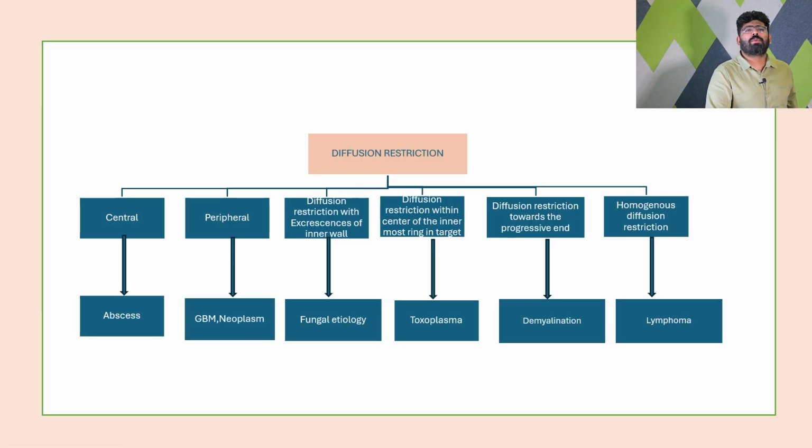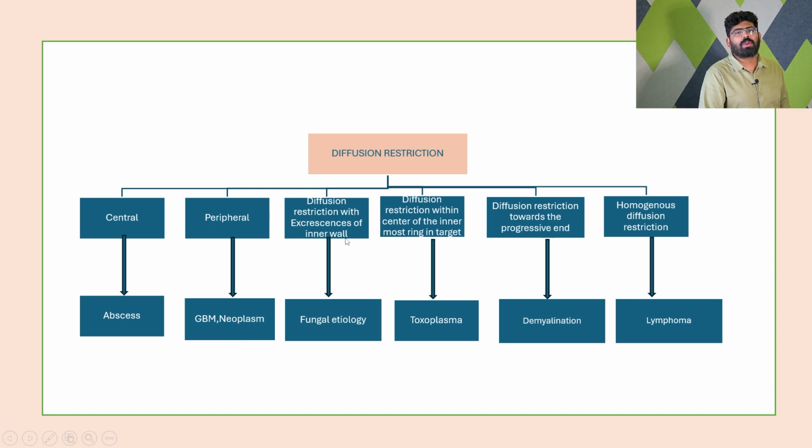The next important sequence helpful to refine the diagnosis in ring enhancing lesions is diffusion. Depending upon where the diffusion is restricted, you can differentiate the lesions. If the diffusion restriction is in the center, we'll keep it as abscess. And if there is peripheral irregular diffusion restriction in the wall, you think of GBM and neoplasms.